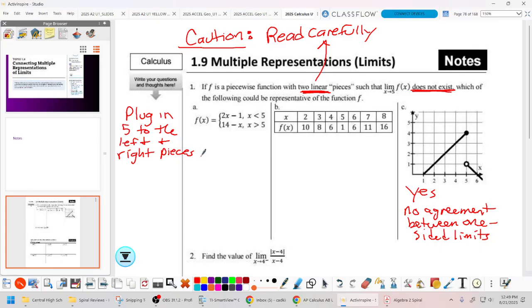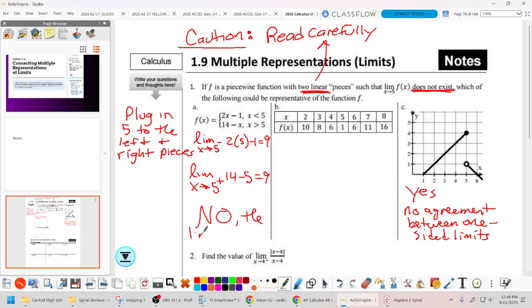Alright, so let's write it out kind of official looking. Limit as x approaches 5 from the left. Which one do we use? Top one. 2 times 5 minus 1 equals 9. And then limit as x approaches 5 from the right is just 14 minus 5, which is 9. So can this be our function? No, because it is 9. We have a limit. The limit is 9.